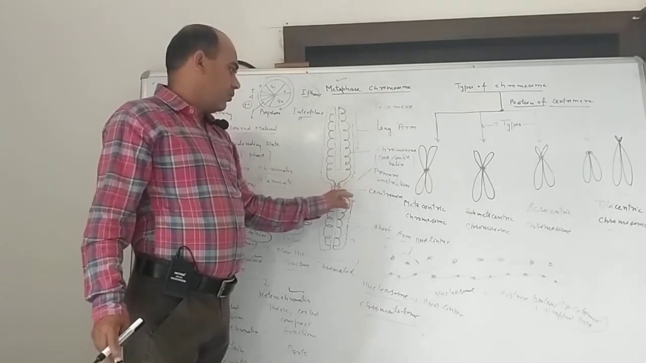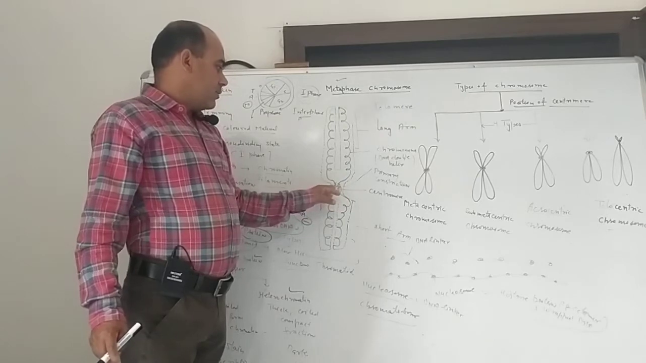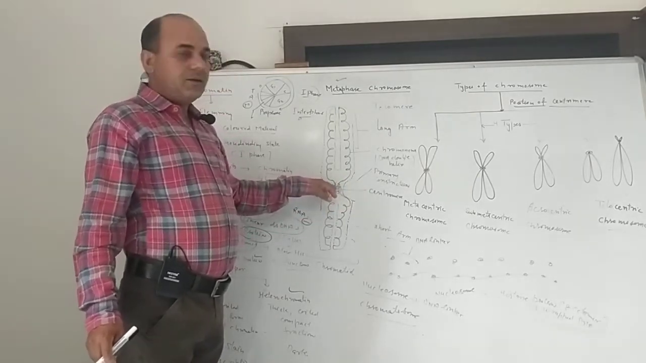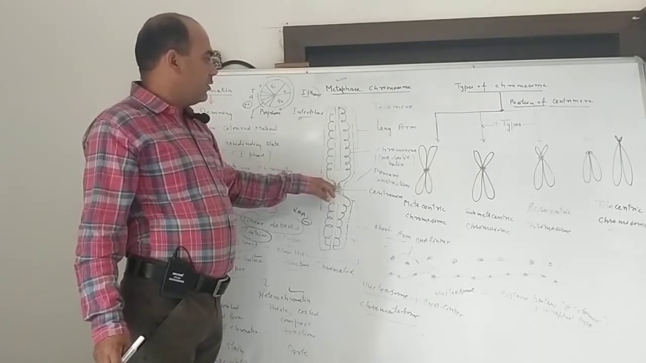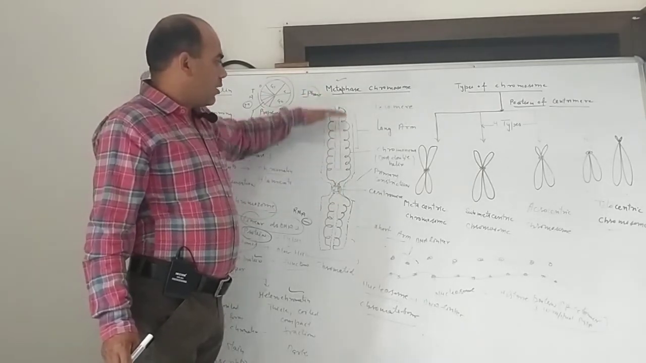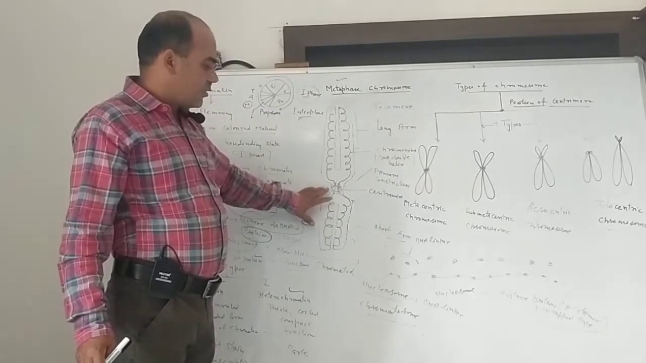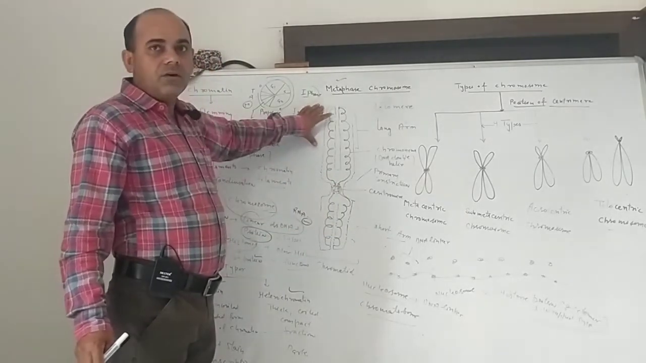It is also called the kinetochore. At the kinetochore is the central point called the centromere. From this point, the arms are attached within a single chromosome. This is called the upper arm, this is called the lower arm. Here the size is unequal. This is the short arm, this is called the long arm.